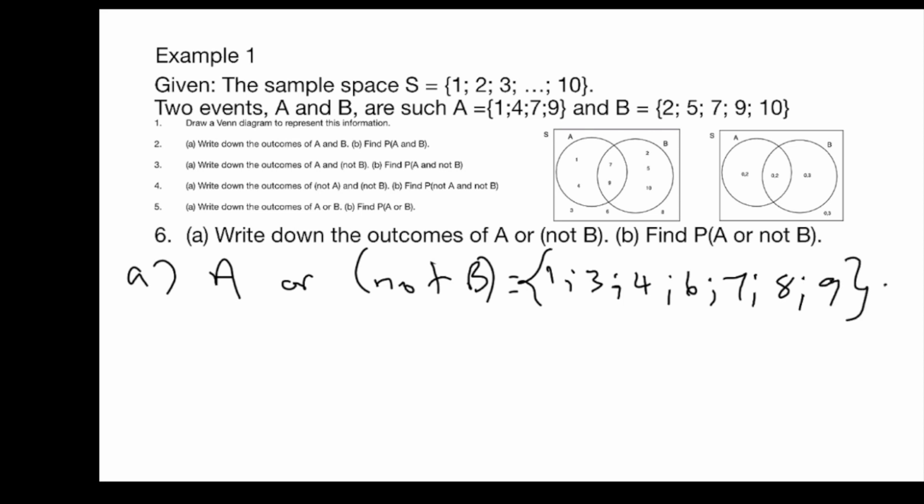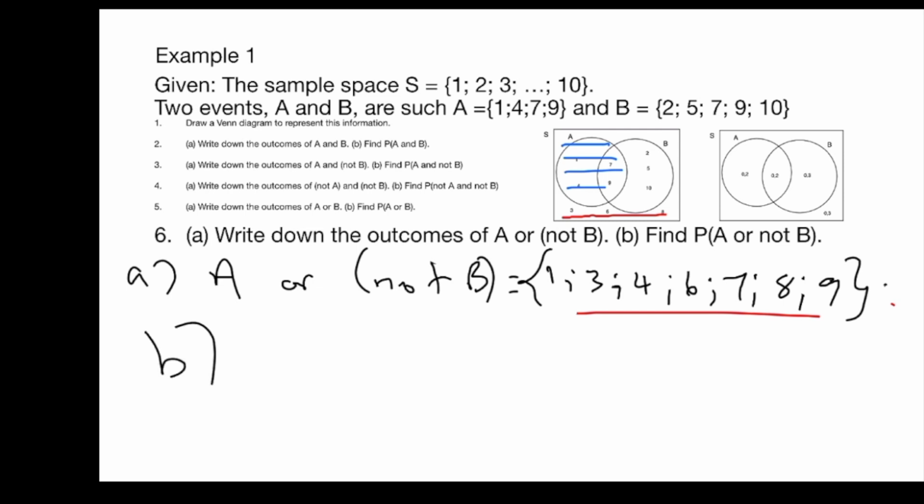All right, now let me check that. So it's everything that is in A. So that's everything that is in A put together with everything that is not in B. Now, everything that is not in B is 3, 6, and 8. So we need to take the 1, 4, 7, 9 and the 3, 6, 8 and put them together. That is what we should get there.